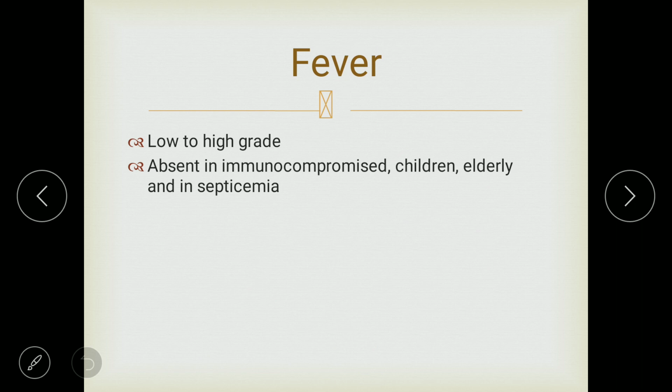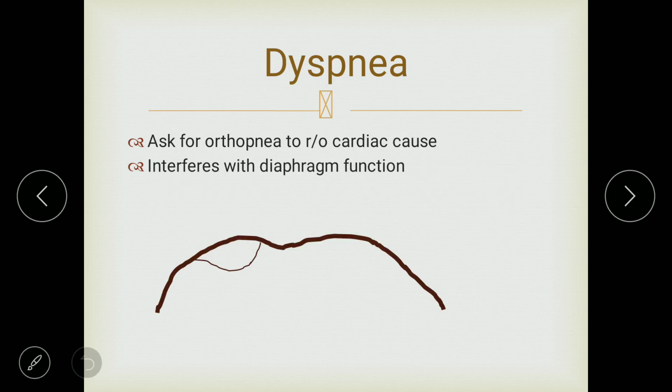Next, the patient can have fever. It can range from low to high grade, mild, intermittent or remittent fever also. Fever can be absent if the patient is immunocompromised, a child, elderly, or in septicemia. Dyspnea, as we said, always rule out cardiac causes by asking about orthopnea and PND.